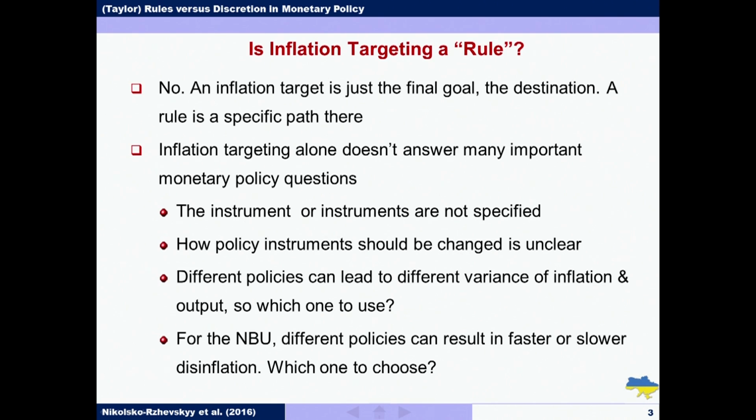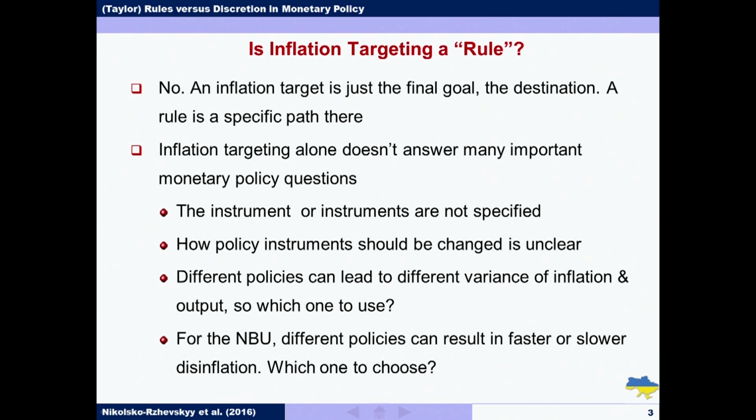Before we proceed, a very important question. Is inflation targeting an example of a rule? And that's indeed important because we know that the Fed is using inflation targeting, and we know that the National Bank of Ukraine started to target inflation. My answer is no. Inflation targeting is not an example of a rule. You can think of inflation target as being the final destination, the goal. This is where the economy should end up at eventually. And a policy rule is actually the path that will lead to that final outcome, final goal.